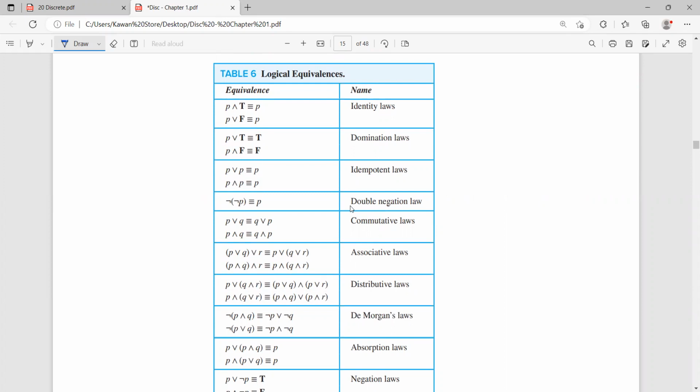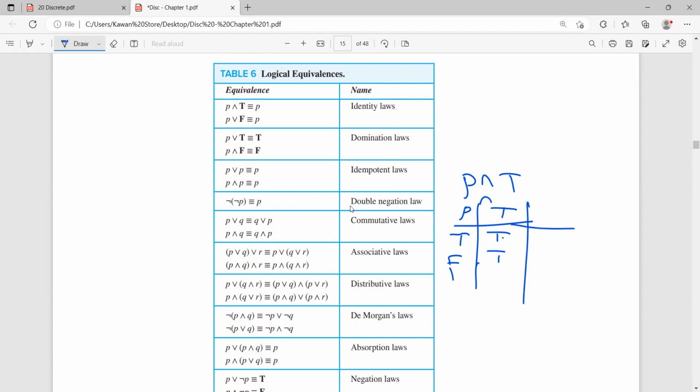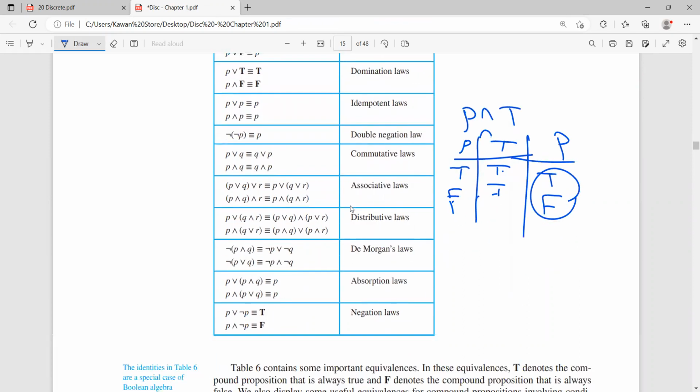For example, I say P and T, right? So how do we know what P and T is equal to? P is maybe true or false, and we have a tautology, of course. T means the tautology. Then AND between them: true will give me true, false will give me false. And I got P itself. Am I right? Clear, dears? So each one you can solve by these concepts.